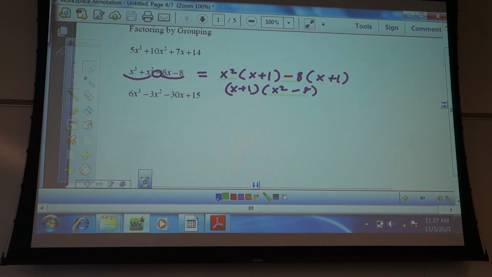Let's work on the last one. I'm going to let you folks work on the last one together in the groups. Probably better.